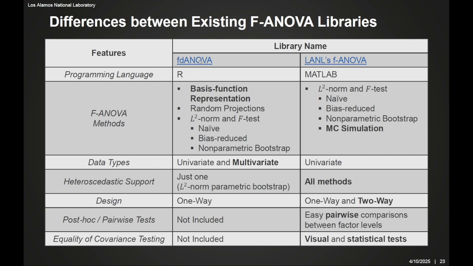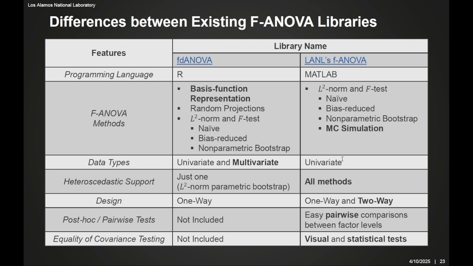So here are some links you can click on. Both of these are open source. LANL's F-ANOVA is on LANL's GitHub page. It does similar F-ANOVA methods, though there are some differences in a few features. For example, I wrote the Monte Carlo simulation, so you actually calculate the null distribution. The R method doesn't do that, but there are also some basis function representations. For data types, the R method does support multivariate functional data, which is great. When I wrote mine for MATLAB, it's just univariate.